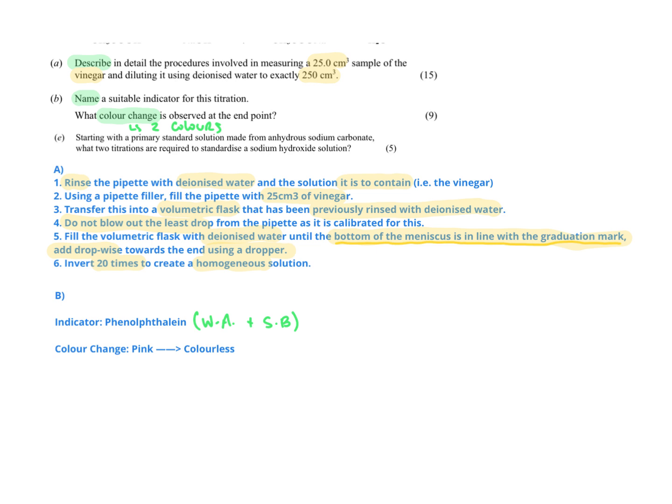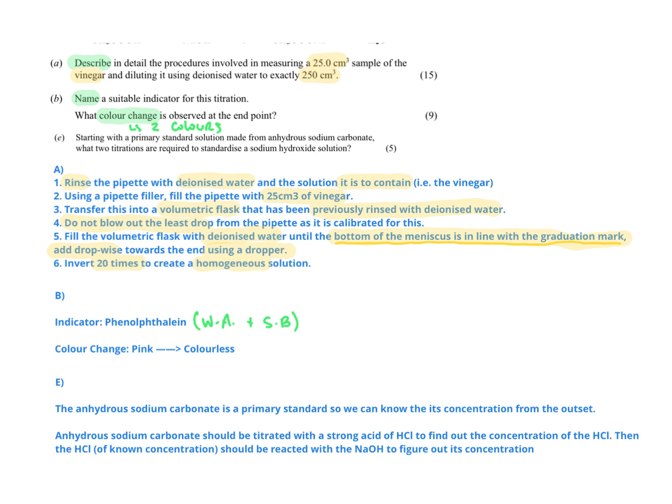Part C then says, starting with a primary standard solution of anhydrous sodium carbonate, what 2 titrations are required to standardise your sodium hydroxide? So what's been asked here is what 2 titrations do we need to do in order to get a standard solution of sodium hydroxide, i.e. to figure out its concentration before we start.